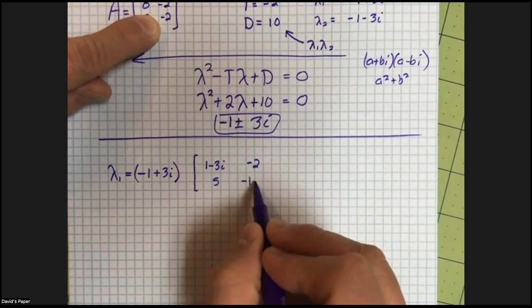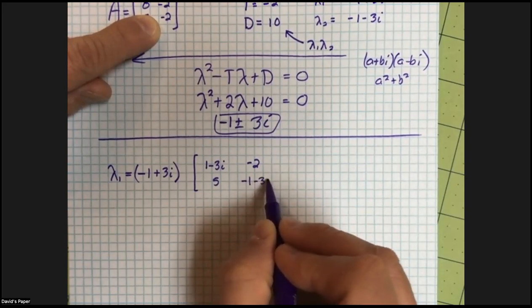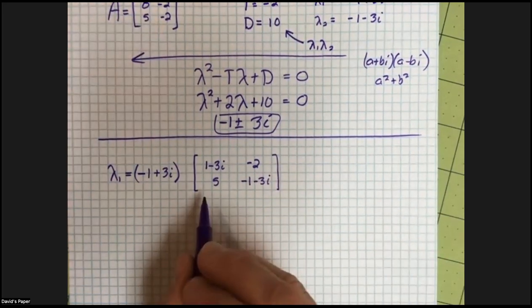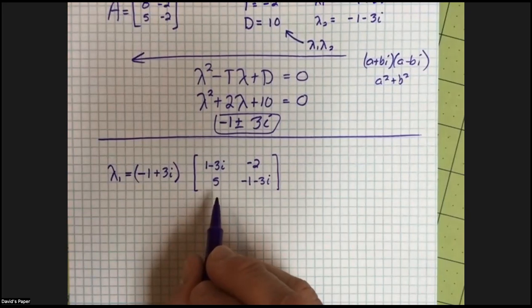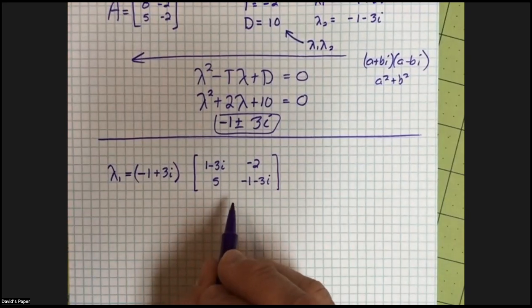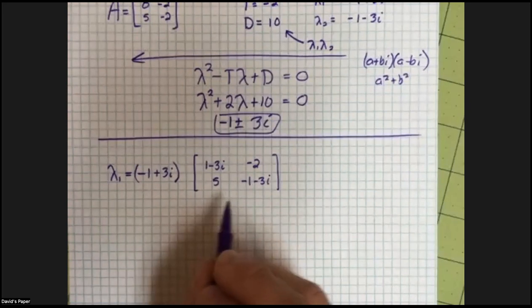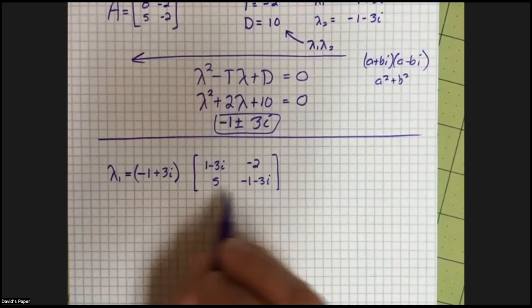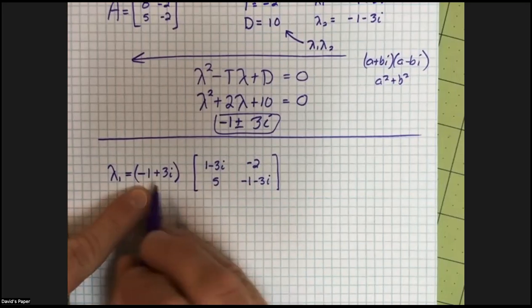Negative 1. Minus 3i. I always am nervous that I do that correctly, because I think complex numbers are harder than real numbers. No, they're not. Actually, they're easier. But if you object, by the way, make sure you tell me you object. But I think I subtracted that correctly. But remember, I had to subtract the whole thing.